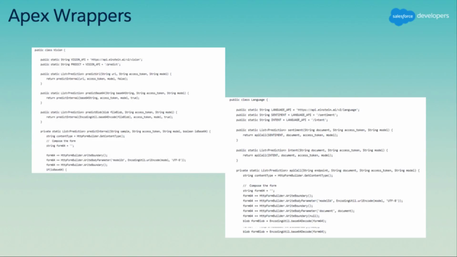And of course we will walk through the code, but I just wanted to show that we have two distinct Apex wrappers. One is for vision, which has specific methods defined, whether you want to predict based on an image stored on a URL, or from your local data file. Similarly for language, there is a method defined for sentiment analysis, and a method defined for intent analysis. I find these really helpful for just trying things out. And then if it fits your use case, you can build a full-fledged application out of it.